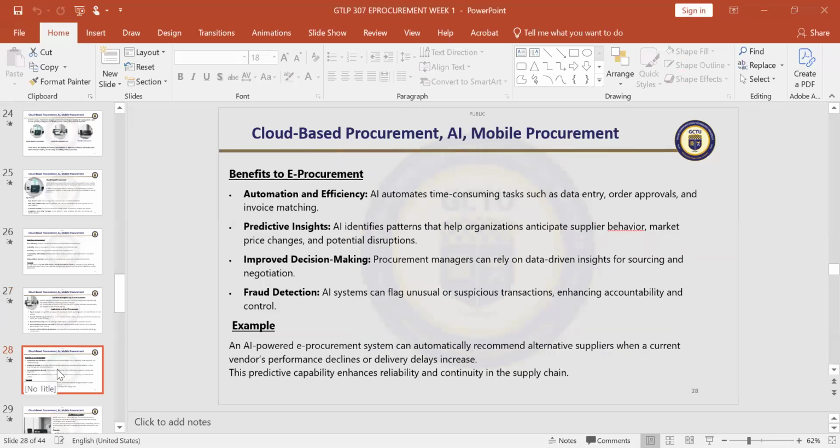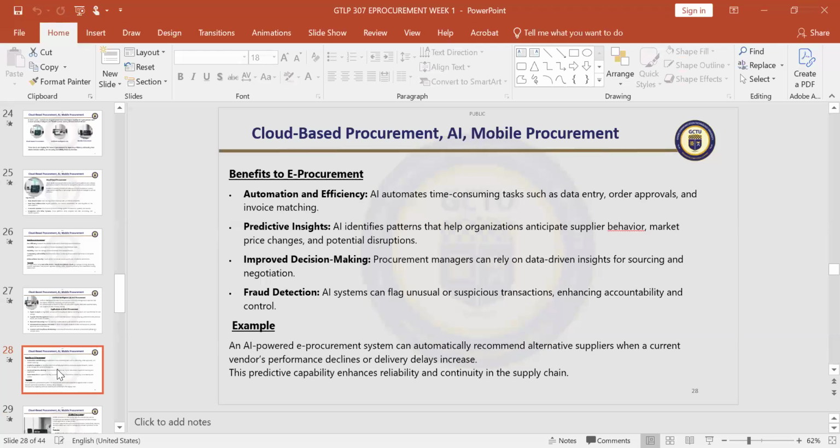So, benefits to e-procurement. Automation and efficiency. AI automates time-consuming tasks such as data entry, order approvals, and invoice matching, right? Instead of doing it manually, like the way Elaine and co do it, it automates everything. You don't need to call anybody. Just upload the documents online and they can download it and go through the process. You don't need to call anybody. Order approvals, invoice matching, everything is done by it.